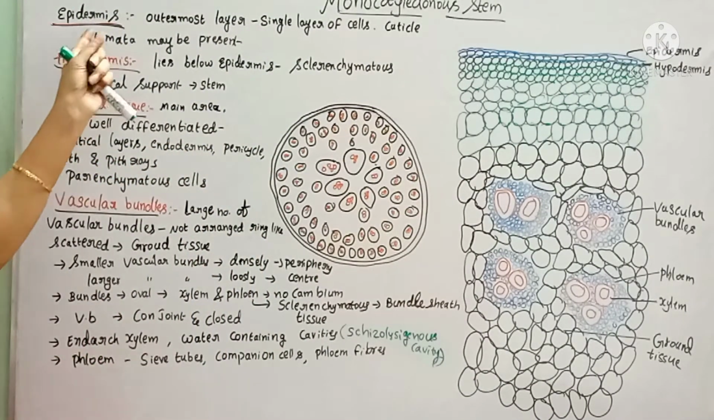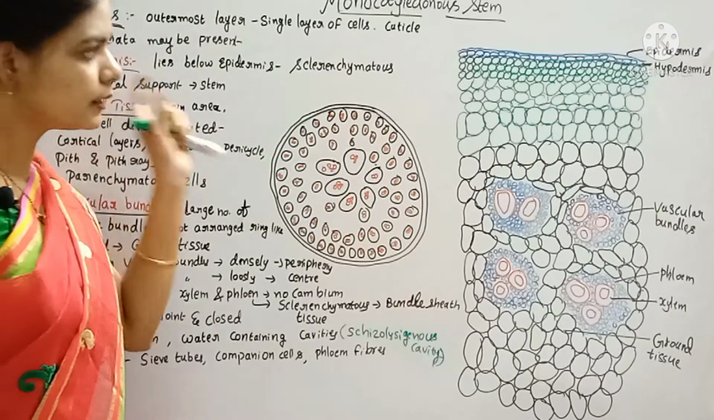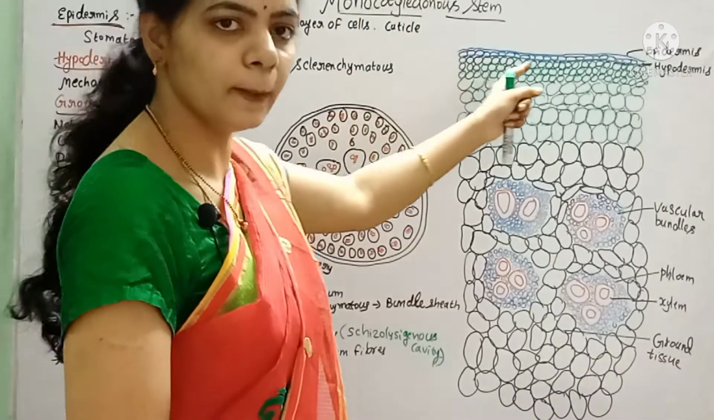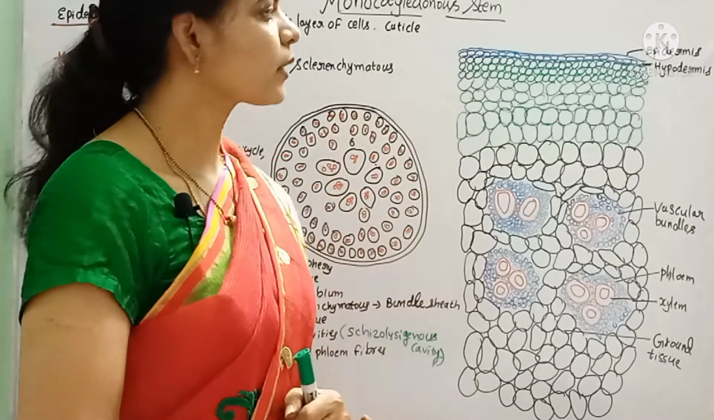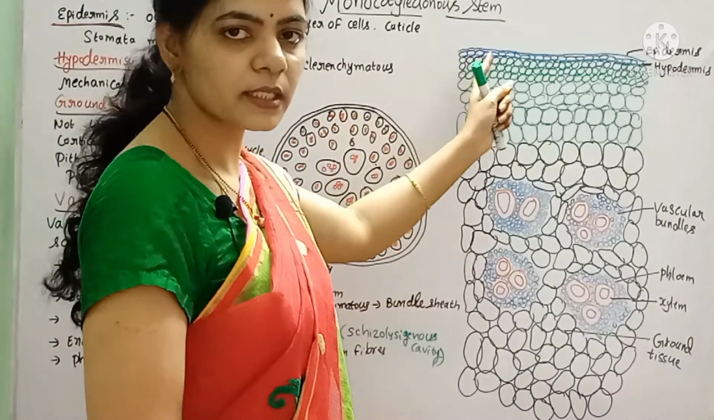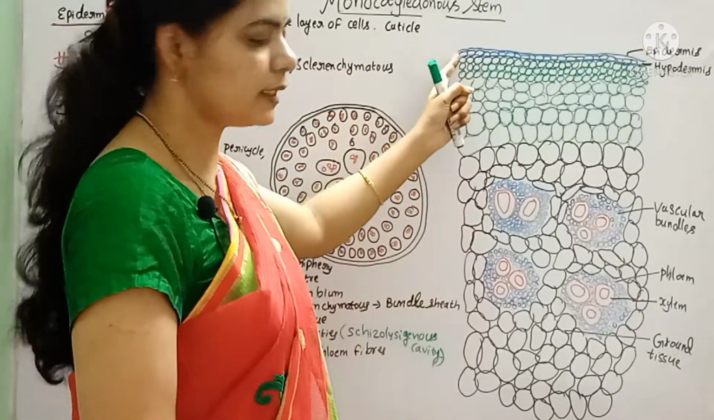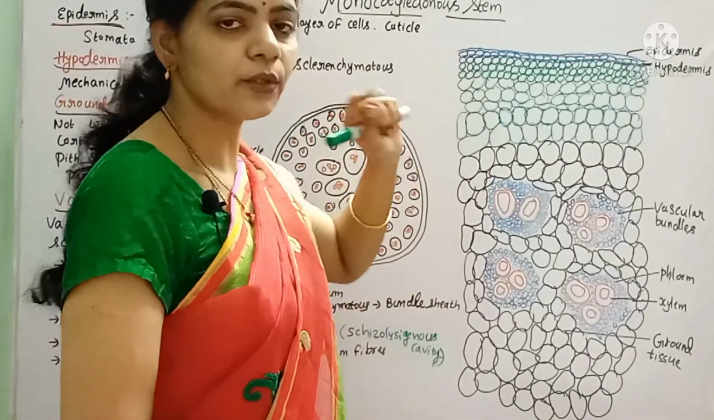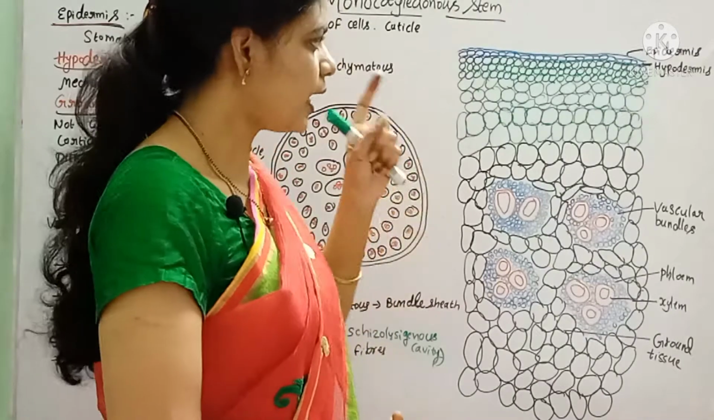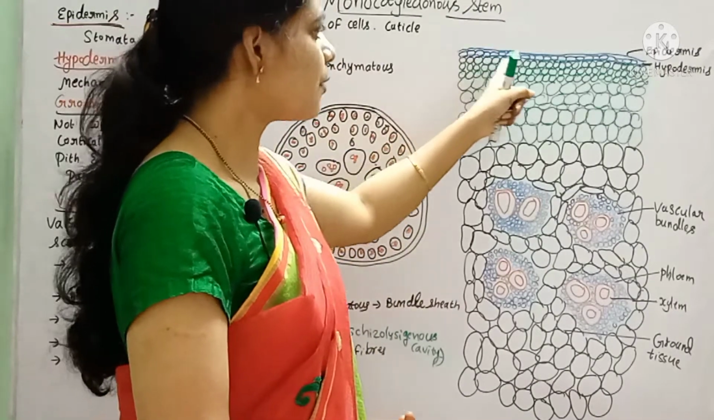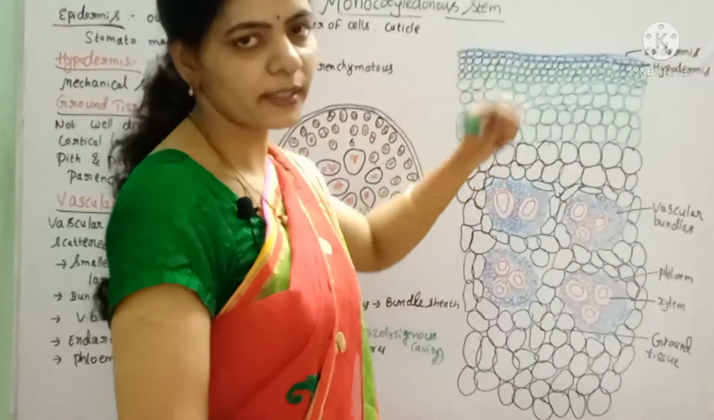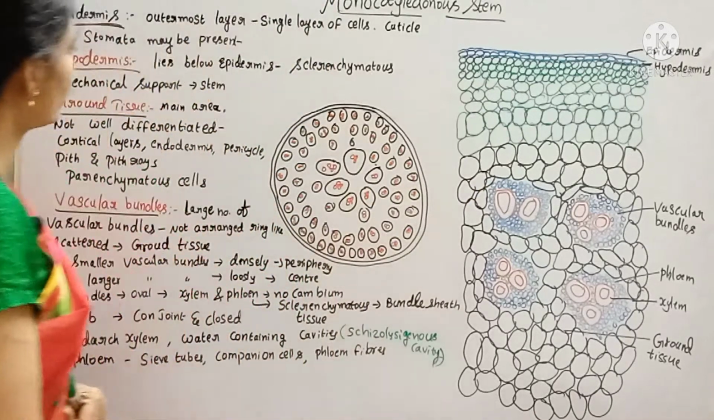What is the outermost layer? Commonly, the outermost layer is nothing but the epidermis, and this epidermis is single layered. How many layers are present? I have given blue color. Here only one layer is present, and this epidermis is covered by a waxy coat called the cuticle.